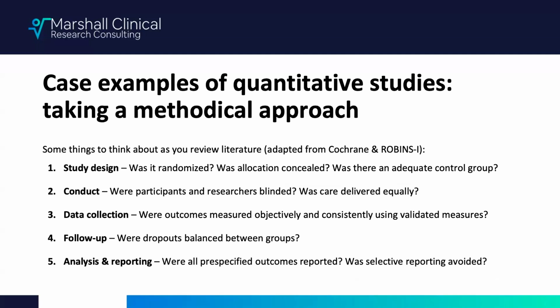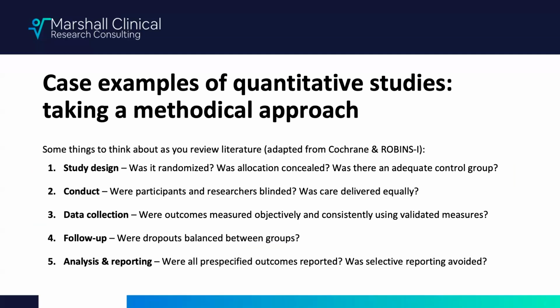All right, we'll go into some case examples of quant studies. So before we go through those, we'll talk about how to think about bias, what tools we can use. We'll talk about the risk of bias assessment tool. And as we review literature, we want to think about it in a systematic approach, right? So we want to start with the study design itself.